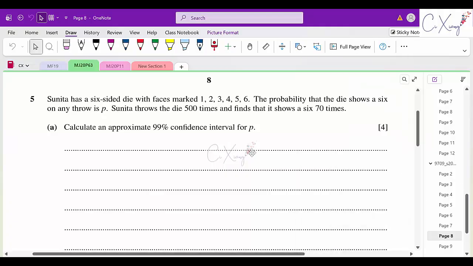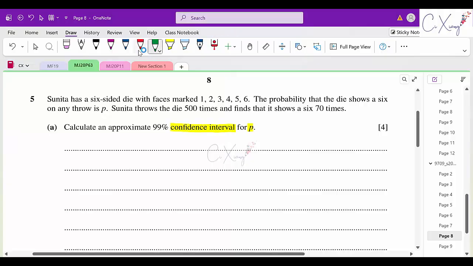Okay, so let's continue with question number 5. Sunita has a 6-sided die with the faces marked 1, 2, 3, 4, 5, 6, and the probability that the die shows a 6 on any throw is p. Sunita throws the die 500 times and finds that it shows a 6 70 times. Find the approximate 99% confidence interval for p. For this question, they are asking for a confidence interval, but this is for the proportion p.